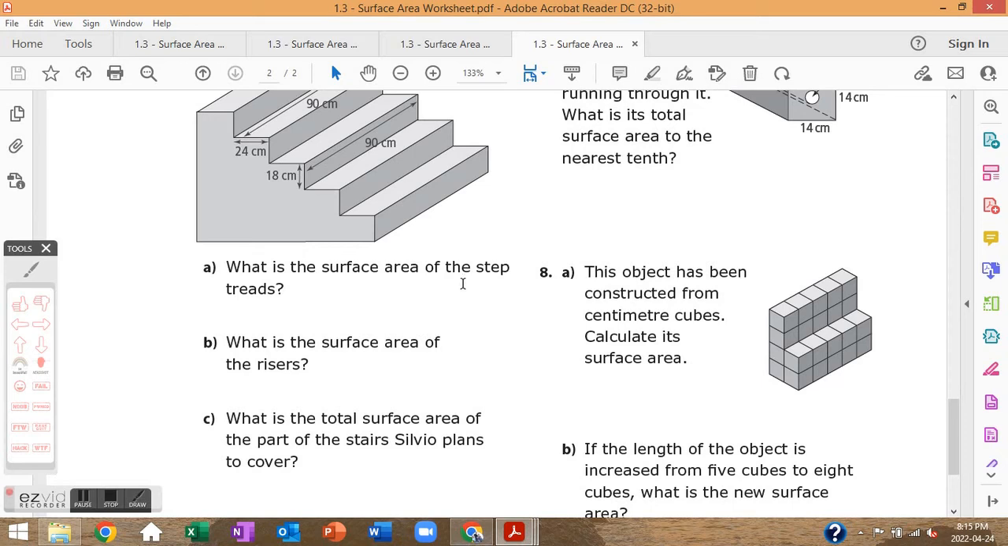how many of them are there? Well, there's 14. How many risers are there? Also 14. So 14 times the area of 1, 14 times the area of 1. Take your answer for A, your answer for B, add them together, you get the answer for C.